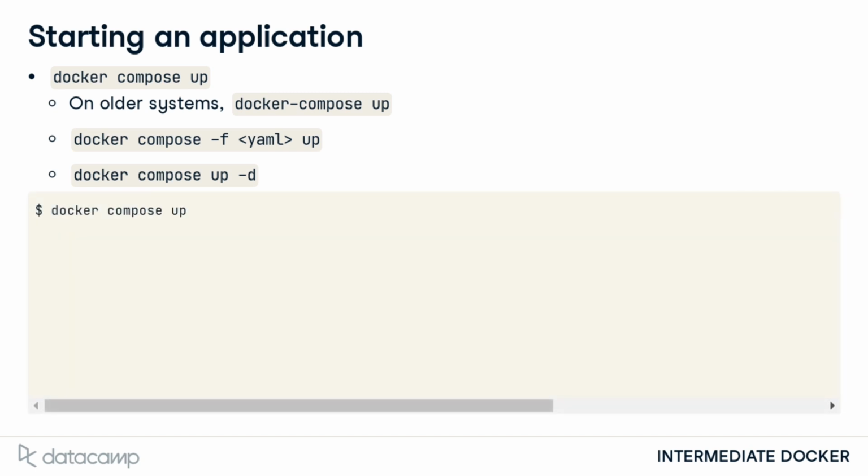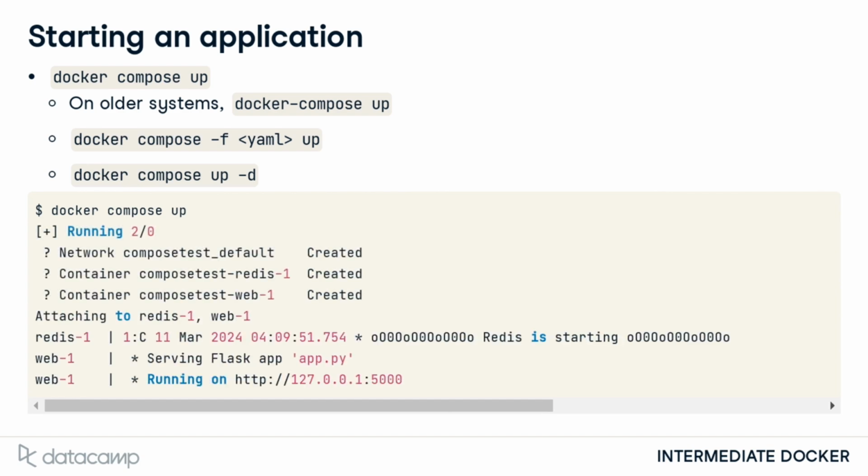In this case, we run docker compose up and see that our two containers are created, and then the system attaches to them and shows us the output. In addition to the containers, you'll see that a new Docker network is automatically created. Note that your output will likely be different. This is shortened for illustrative purposes.